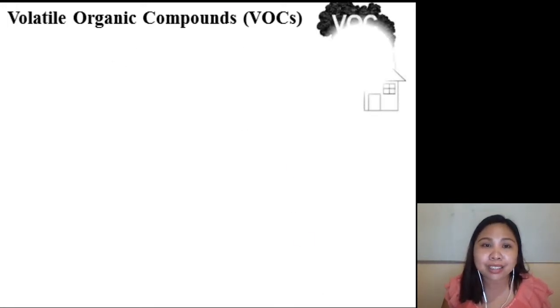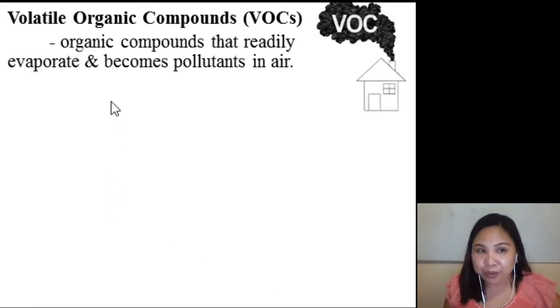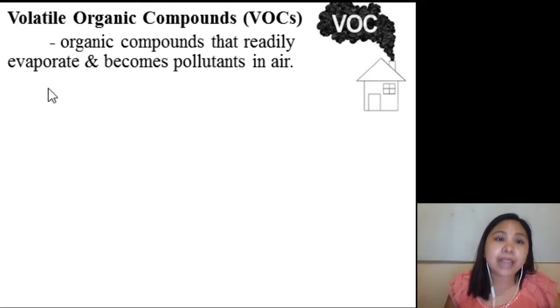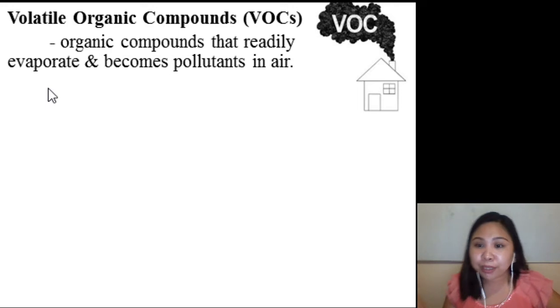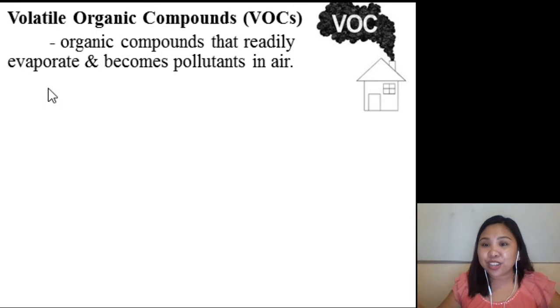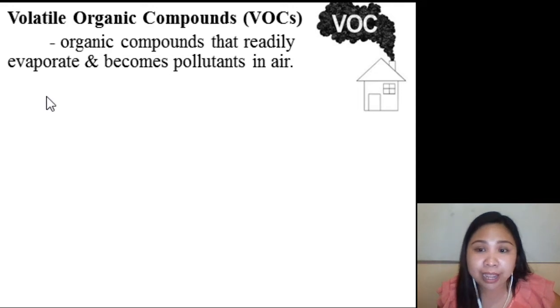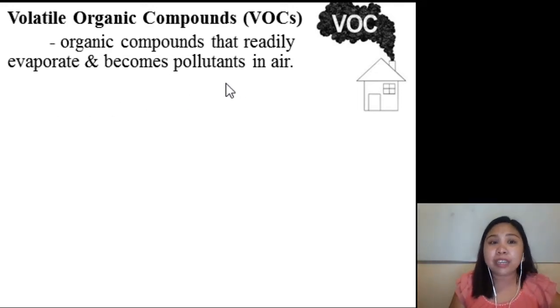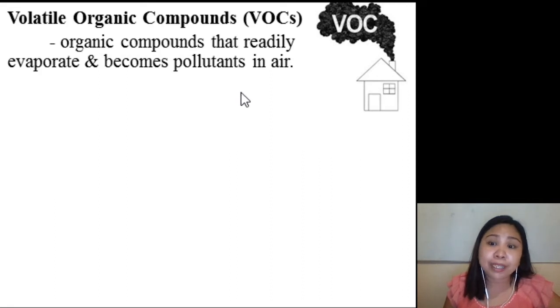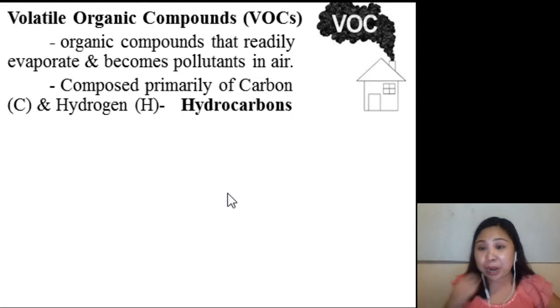So eto namang mga VOX na ito, saan naman ito nanggagaling? So these are organic compounds that readily evaporate and become pollutants in the air. Remember, organic compounds are any compounds containing carbon and hydrogen, yung may long chain ng carbon and hydrogen. So, these are organic compounds na nag-evaporate na naging part na siya ng pollutants ng ating atmosphere. Okay? So, this is composed primarily of carbon and hydrogen, or tinatawag nating hydrocarbons.